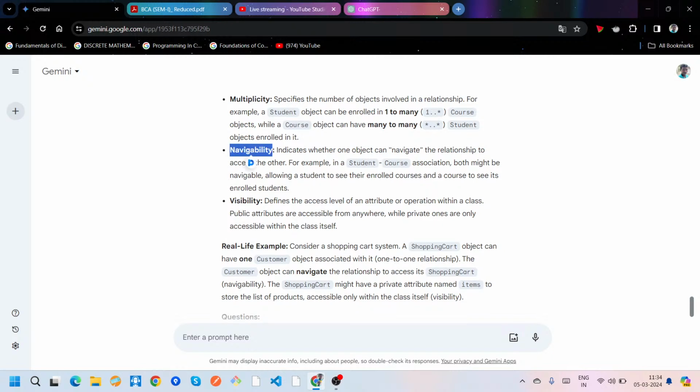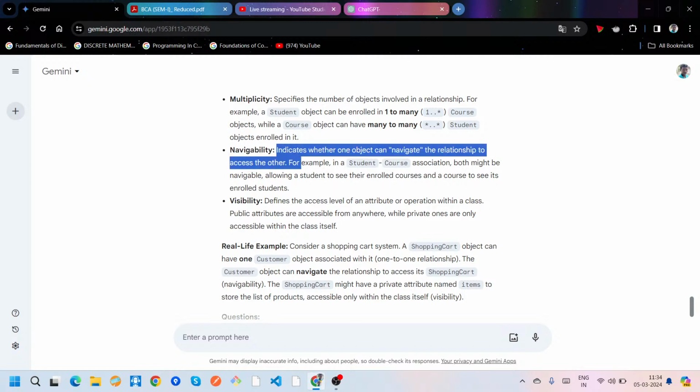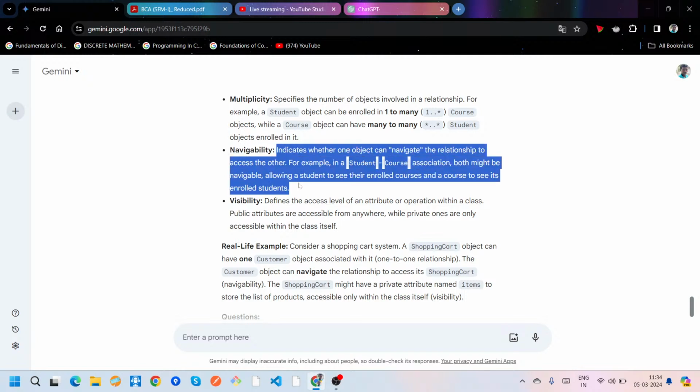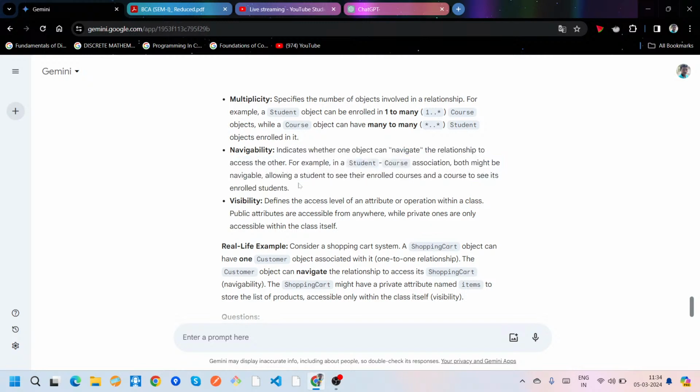Navigability. Navigability indicates whether one object can navigate the relationship to access the other. For example, in a student course association, both might be navigable, allowing a student to see their enrolled courses and a course to see its enrolled students.